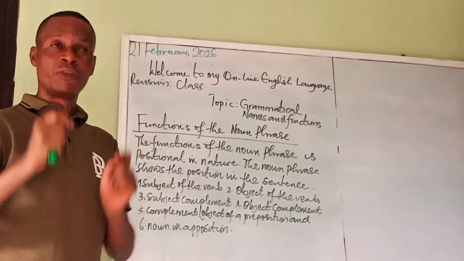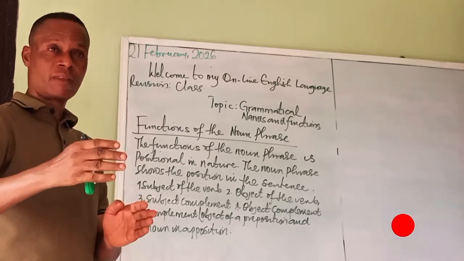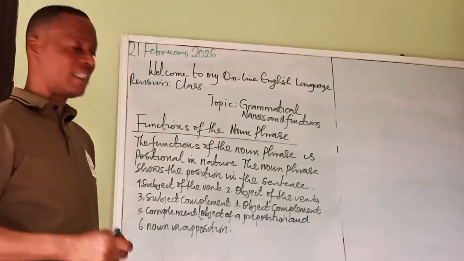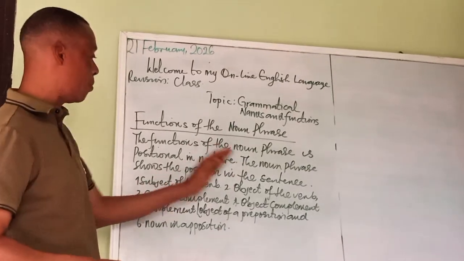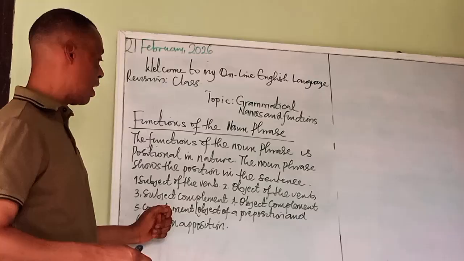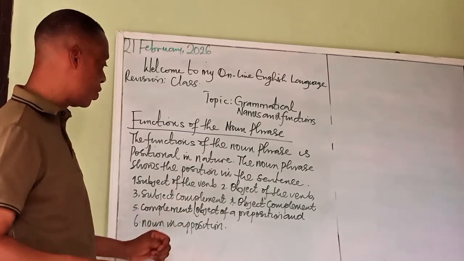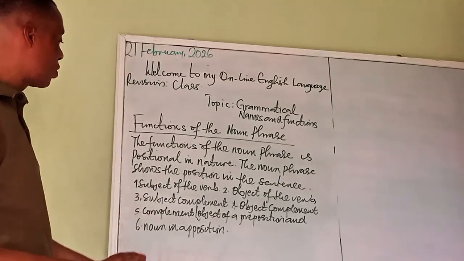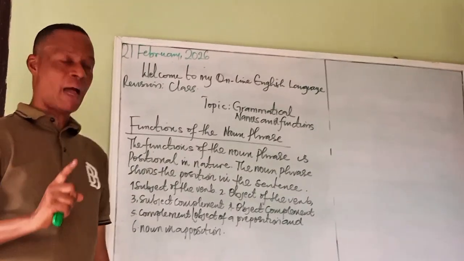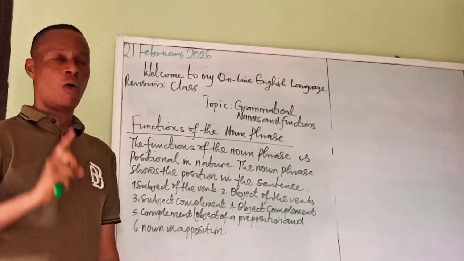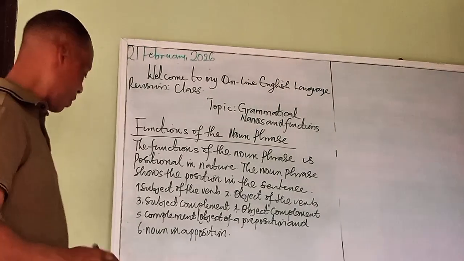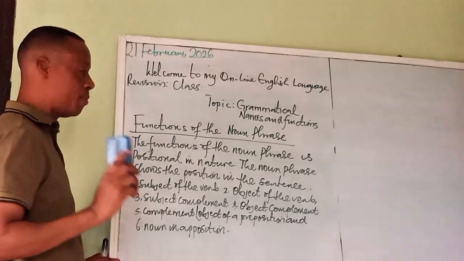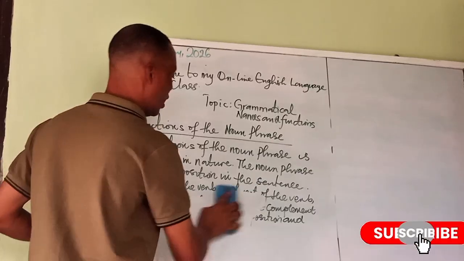So it shows the position of the subject, whether it is the subject or the object, whether it is complementing the subject or the object, or whether it is the object or complement of a preposition, or it is a noun in apposition. So these are the 6 functions that the noun phrase performs. I'm going to take 1 or 2 in this video. Number 1, we're going to take the function of the noun phrase as the subject of a verb in a sentence. Let's quickly look at this example.